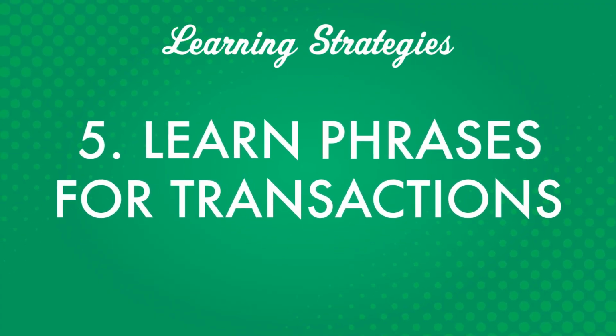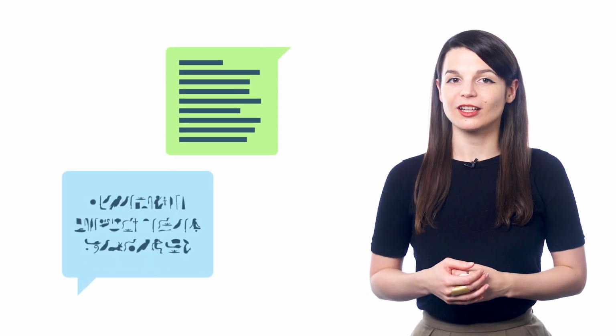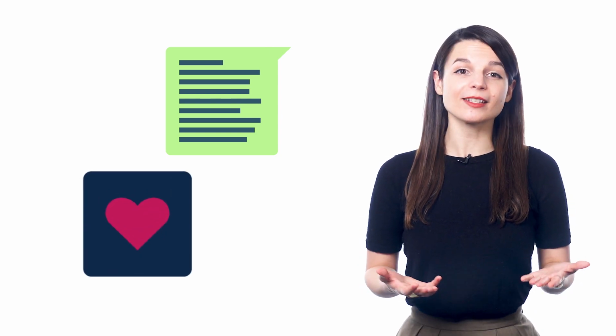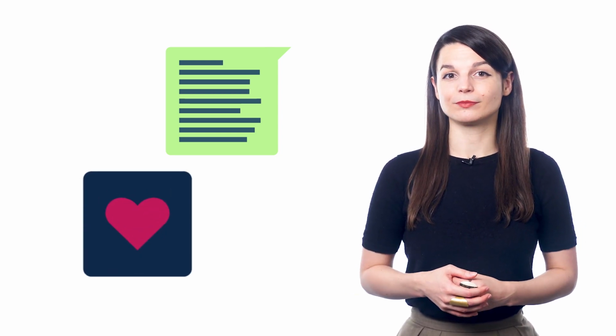Number 5, learn phrases for transactions. This can include getting a room at a hotel or telling a taxi driver where to go. When you're traveling overseas, you'll need to talk to other people in your target language. And while this might be a bit scary at first, you'll find that the people you meet are just happy that you're trying to communicate with them. So get started talking in your target language now.